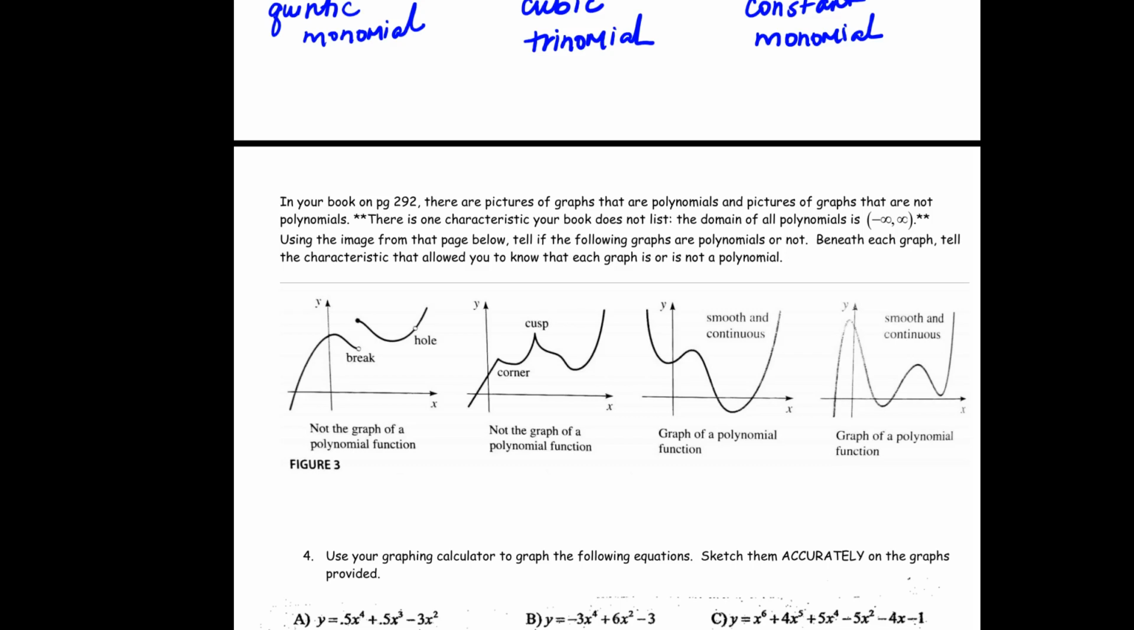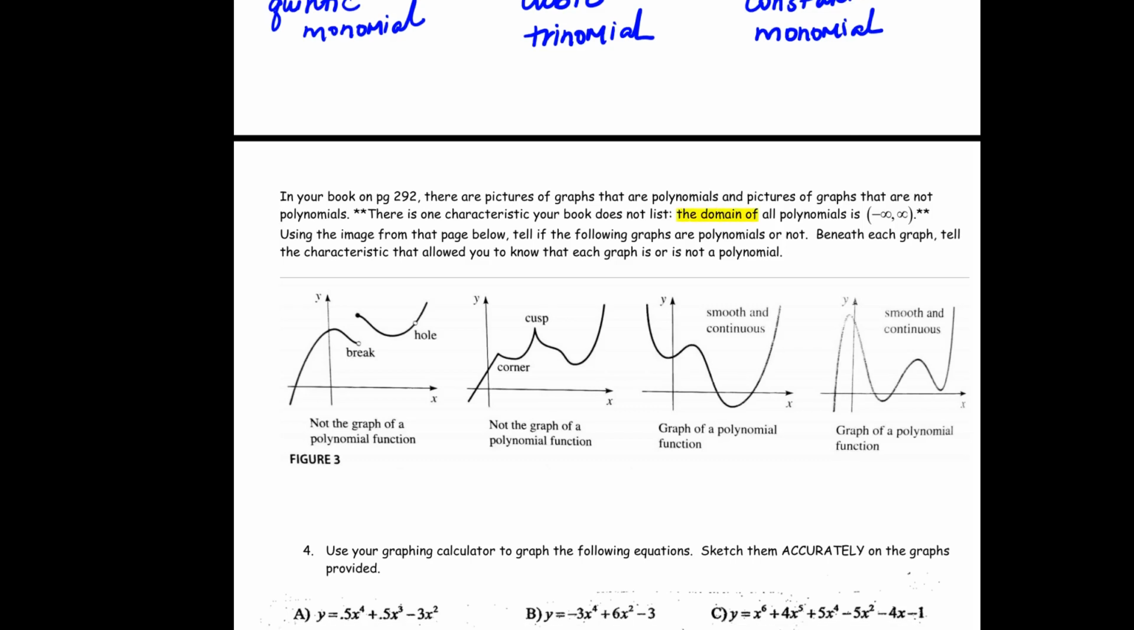There is a characteristic that your book does not list, and that is that the domain of all polynomials is negative infinity to infinity. It's all real numbers.